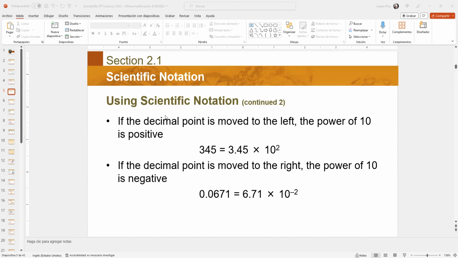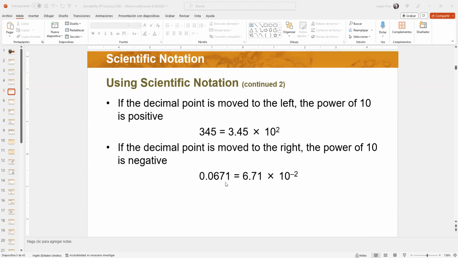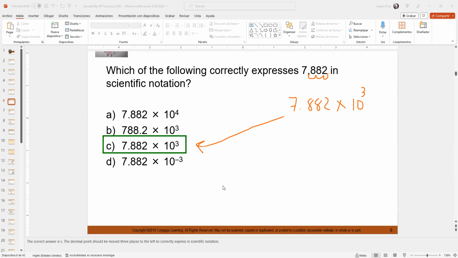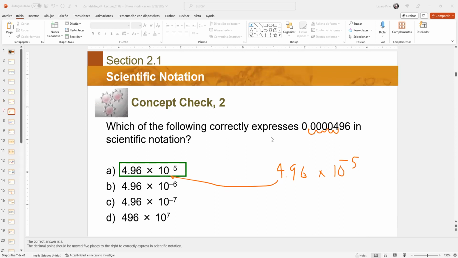This is what we call scientific notation, and we use the scientific notation in order to convert the numbers into small ones. Look at this. Here you have an example. You can do it, and you will see that the answer is C. Same thing here. You move the dot to the left 5 times, then it's 4.96 times 10 to the negative 5.